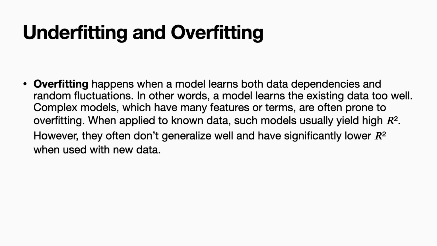Overfitting happens when a model learns both data dependencies and random fluctuations. In other words, a model learns the existing data too well. Complex models, which have many features or terms, are often prone to overfitting. When applied to known data, such models usually yield high R². However, they often don't generalize well and have significantly lower R² when used with new data.